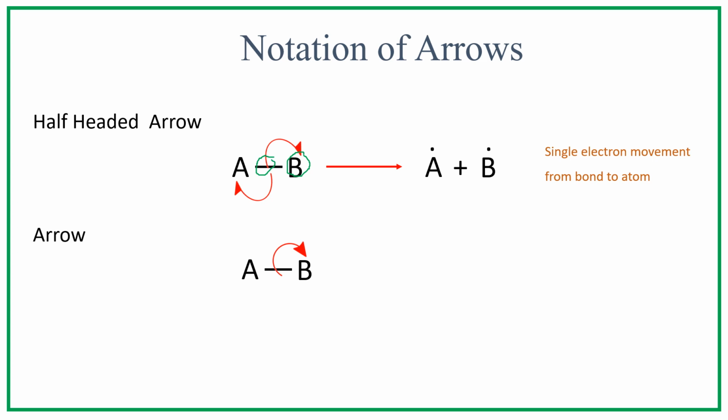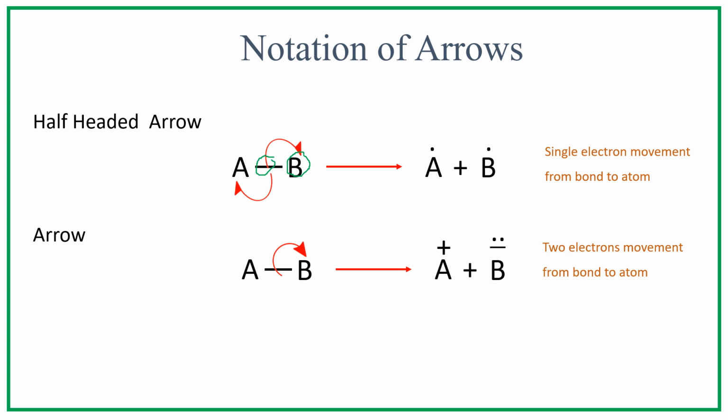The normal headed arrow represents two electrons moving from one place to another, from tail to head. This one represents two electrons from this bond moving to B. So what is the product? It should be B minus and A plus, because A lost one electron and B gained one more electron. Therefore this arrow represents two electrons moving from bond to atom.